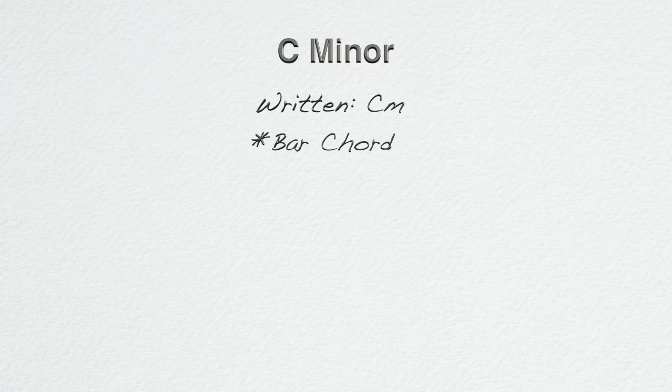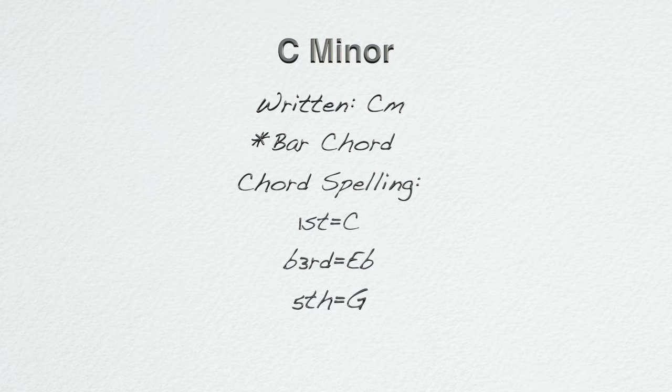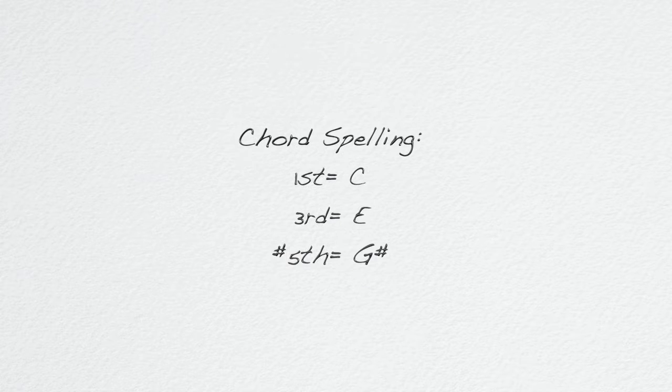Next we have C minor. Now C minor is a bar chord, and if you don't know what a bar chord is, it's okay. I actually gave you a definition in the very last video that I just posted, which is the B chords and triads video, so if you want to head back you can watch that. But basically a bar chord is when you take your finger and place it across the entire fretboard. The chord spelling for C minor is as follows. The first is a C, the flat third is an E flat, and the fifth is a G.